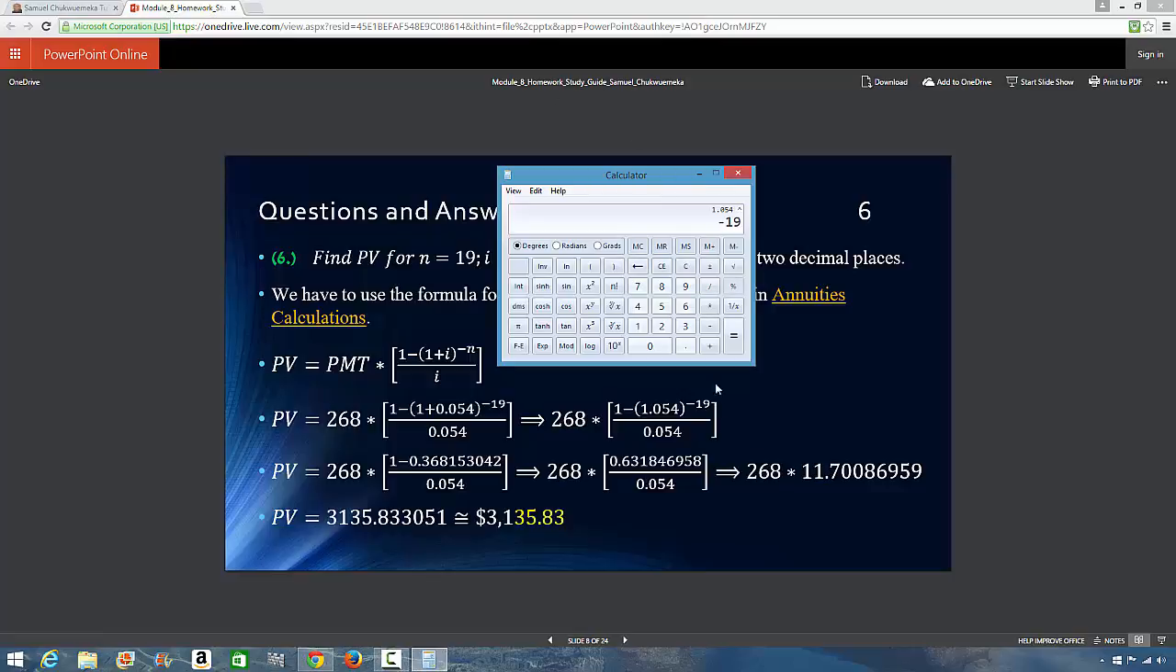Okay, and I'm going to show you this once more. So you raise this to the exponent negative 19, and you press equal to. Anything you do, you press equal to. Each step you do, you press equal to. Okay, then that is how you get here. That is the next step. You see the step I did here.